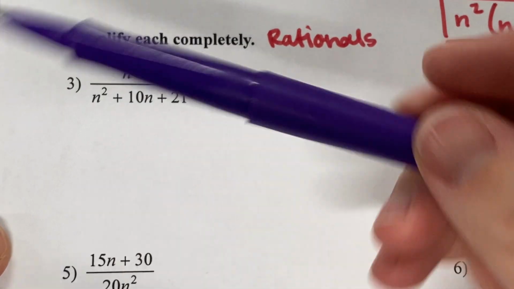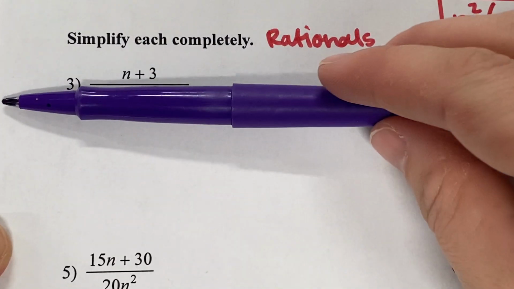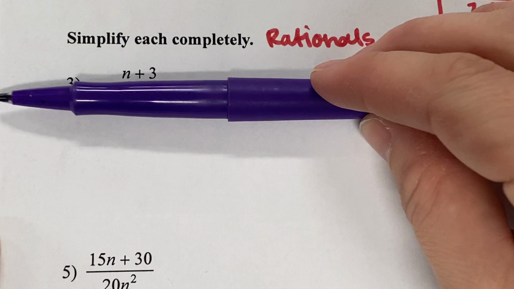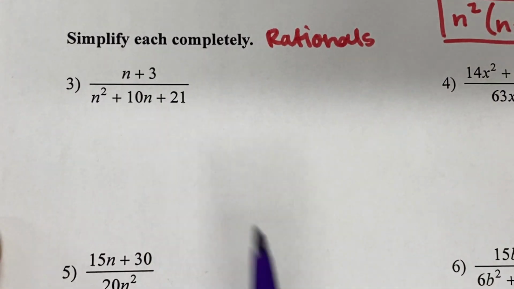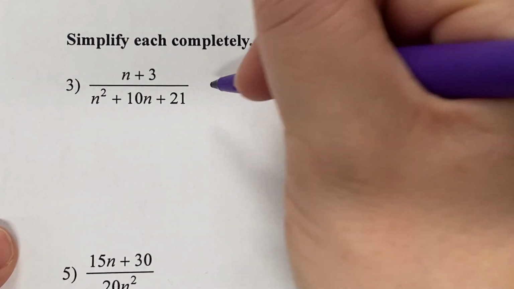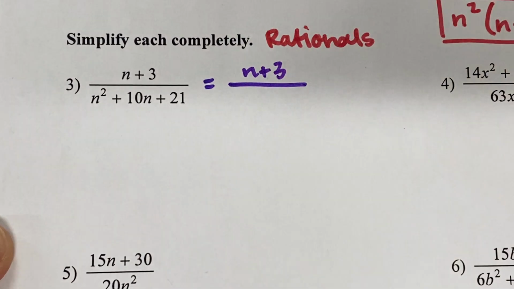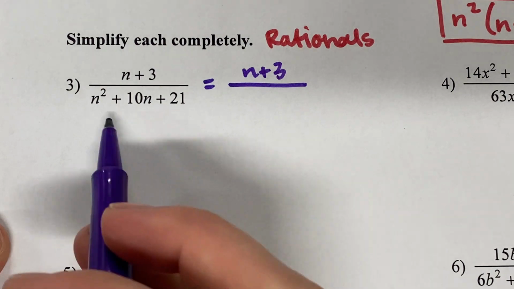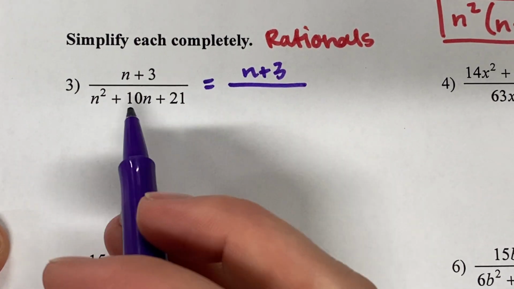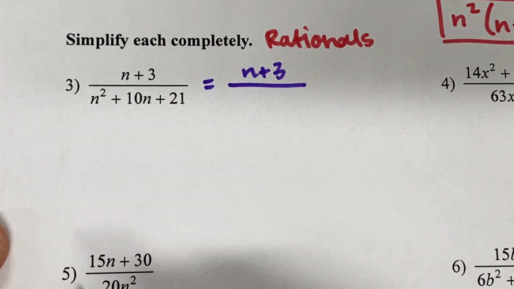Ignore the denominator, I just have n plus 3. Well, I cannot factor n plus 3. It is as simplified as it'll go. So on top, I'm just going to write it n plus 3. Now on bottom, we can simplify this guy. This is a trinomial that we can play the number game with.